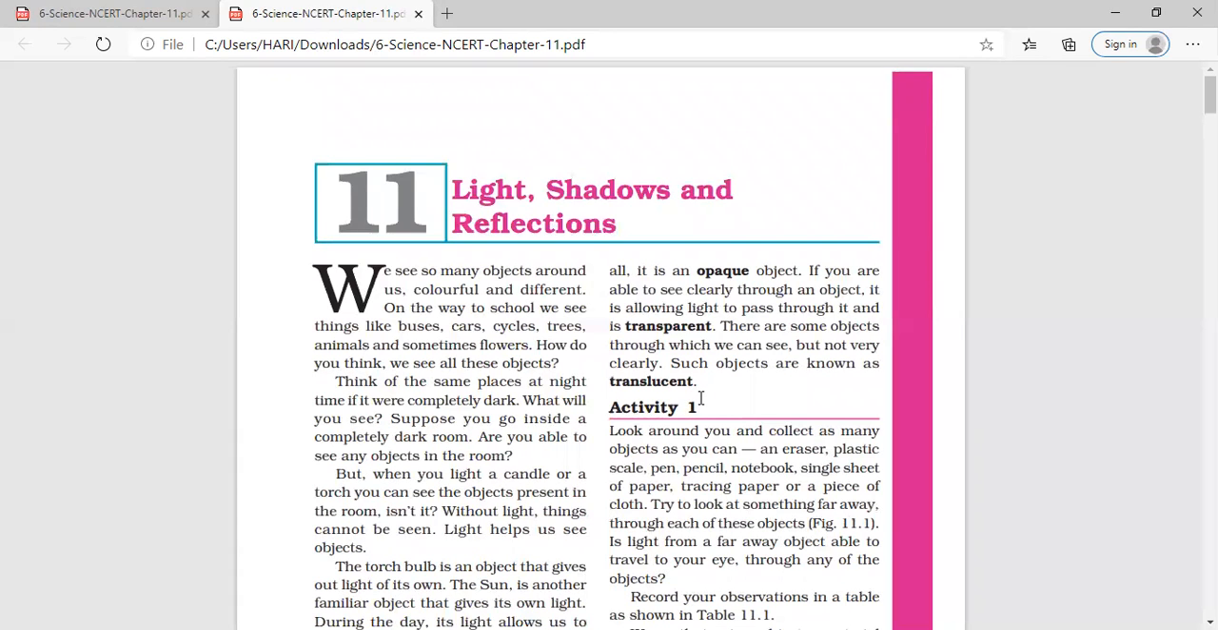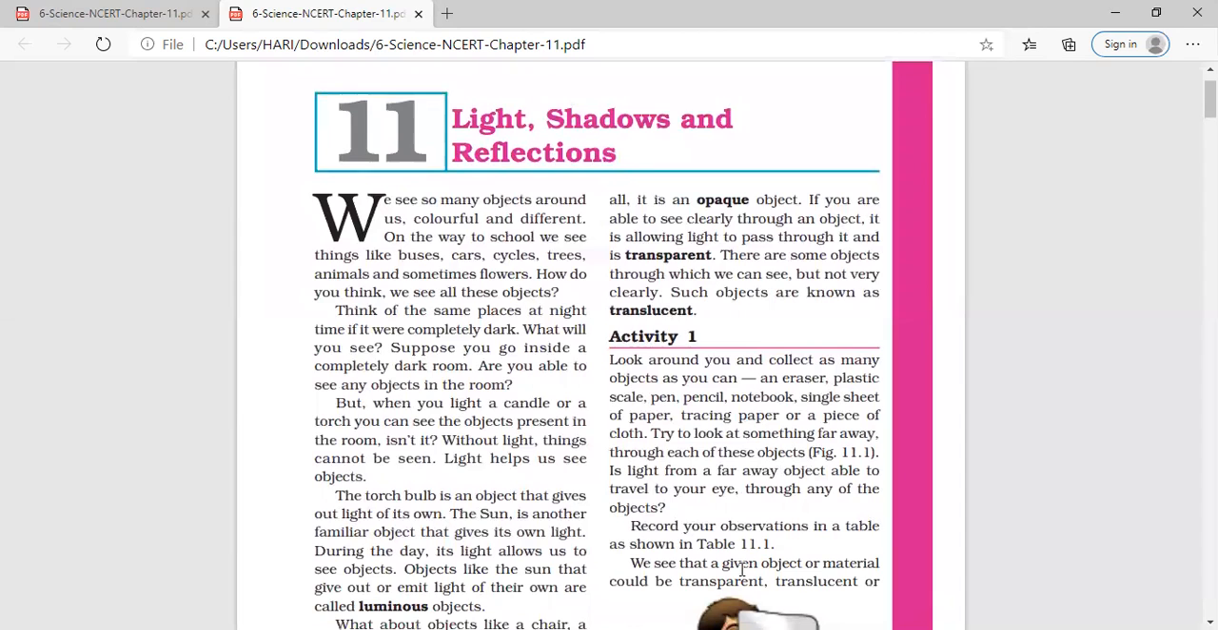Now there is an activity. Look around you and collect as many objects as you can: an eraser, plastic scale, pen, pencil, notebook, a single sheet of paper, tracing paper, or a piece of cloth. Try to look at something far away through each of these objects. Is light from the faraway object able to travel to your eyes through any of the objects? Record your observations in the table as shown in Table 11.1.